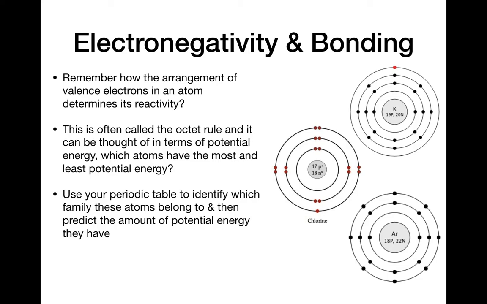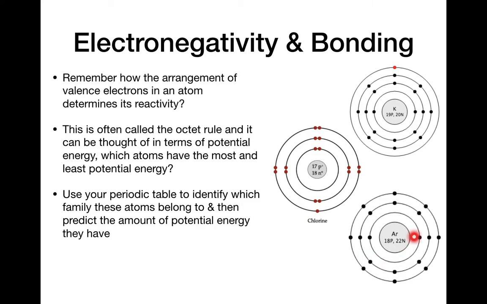It has 7 valence electrons, which means it's 1 away from being stable, so having a full octet, so it is very reactive. It's a lot of potential energy as well. It only needs one more valence electron to be a complete octet and be very stable and happy.